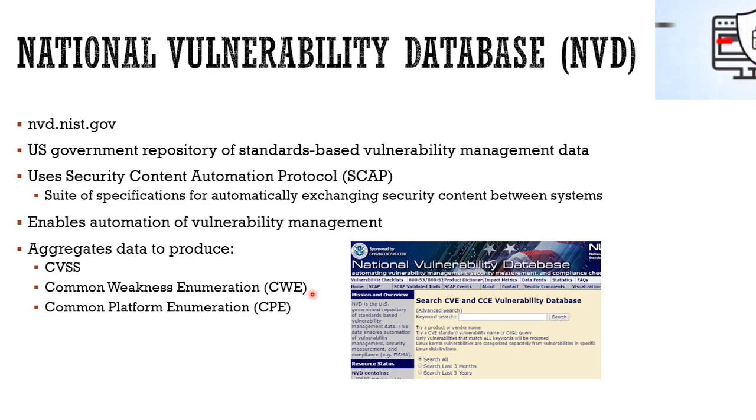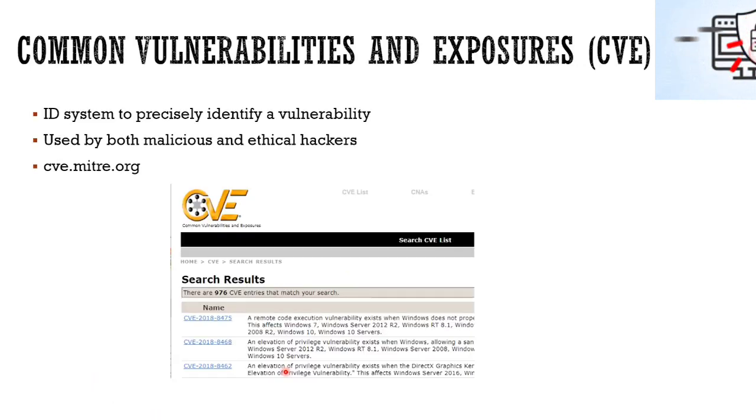The NVD doesn't perform actual tests. It aggregates data that it gets from others. Then we have the CVE, the Common Vulnerabilities and Exposures. This is a way of precisely identifying one vulnerability. And one vulnerability might morph. Each one of these different variations of the same vulnerability would get its own CVE number.